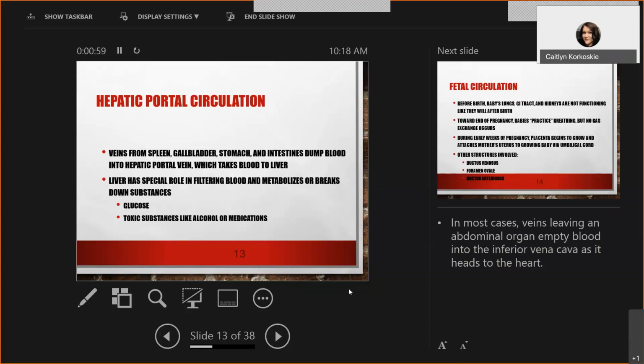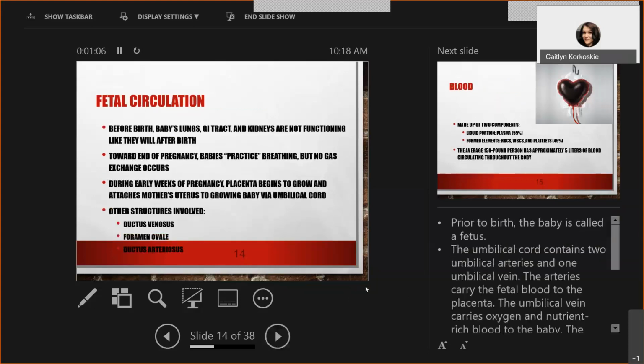And then in most cases, veins leaving an abdominal organ empty blood into the inferior vena cava as it heads to the heart. And then fetal circulation. So before birth, the baby's lungs, GI tract, kidneys, they are not functioning until after birth. So toward the end of pregnancy, babies will begin practicing breathing, but there's not actually an exchange of gas occurring. So they're still going to be getting the oxygen and nutrients from its mother. So the blood supply is coming from the mom.